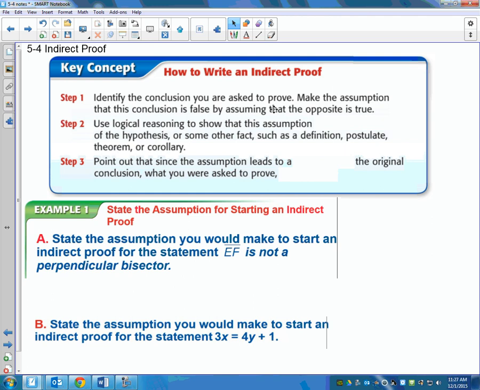And then we use logical reasoning, which is the great thing. Instead of having to go step by step, you can use logic or other theorems that we've learned about to prove that this can't be true. So use logical reasoning to show that the assumption leads to a contradiction of the hypothesis, or a contradiction of some other true fact that you know.